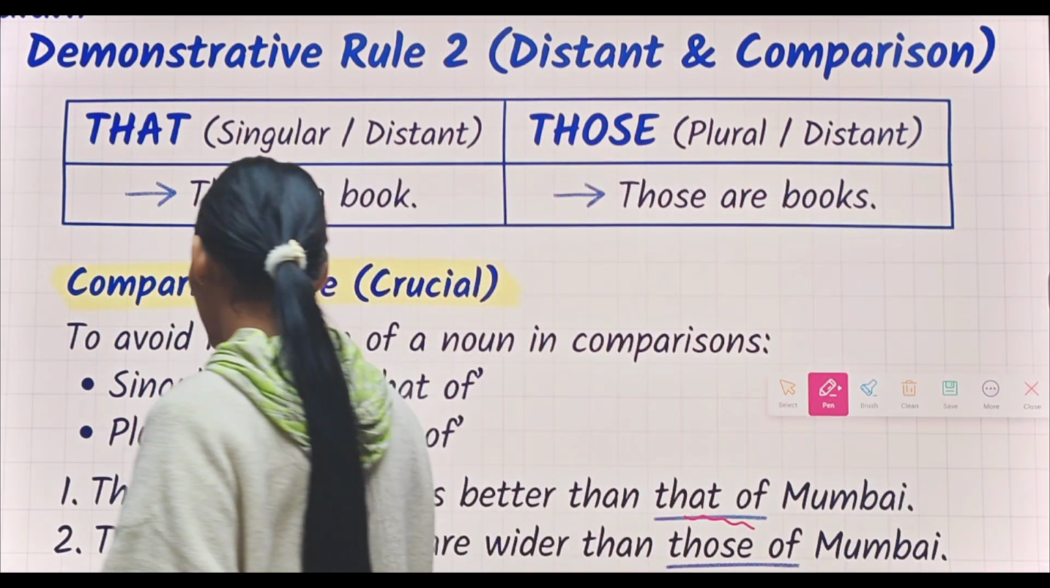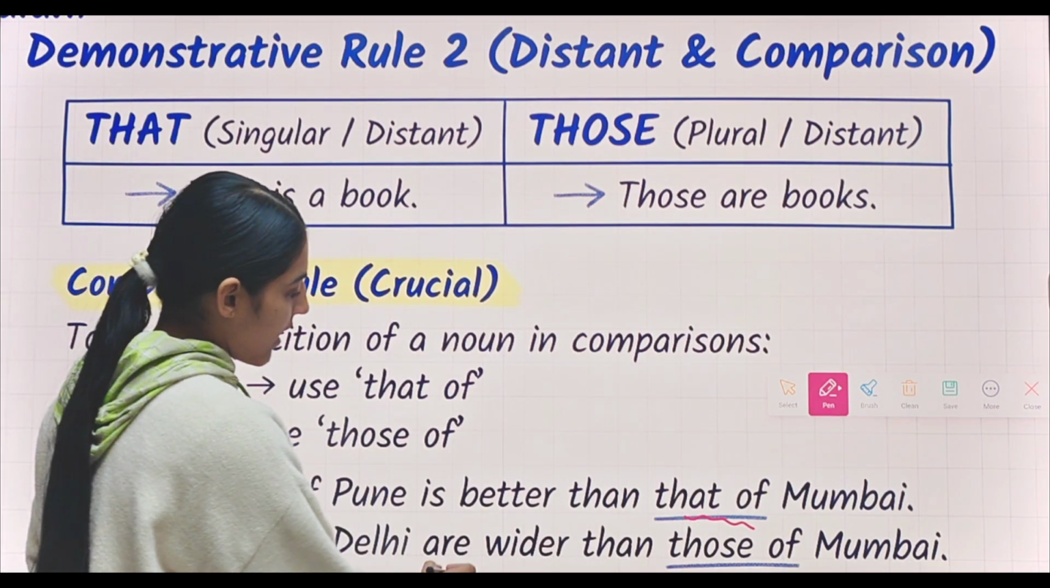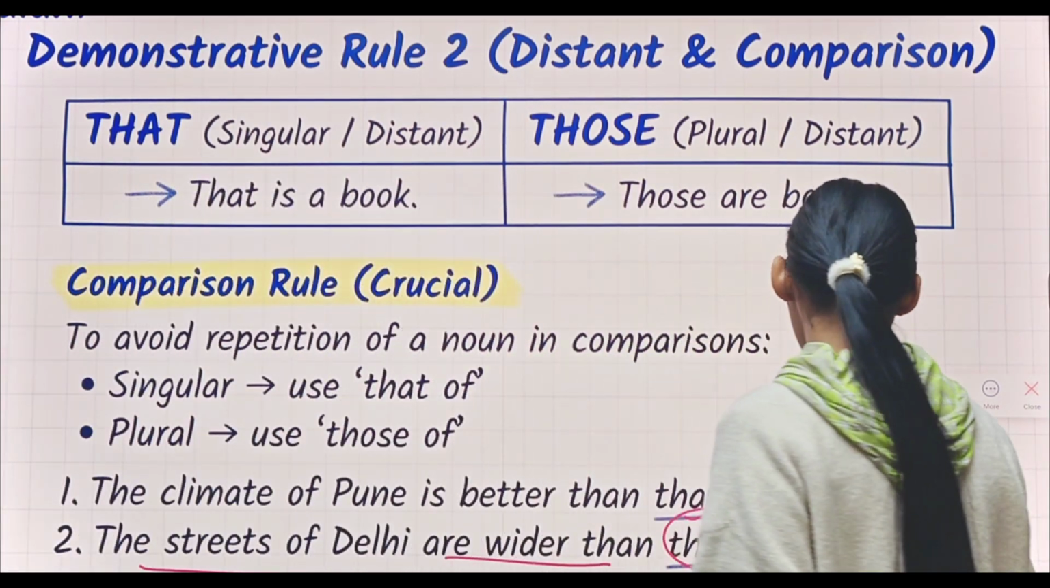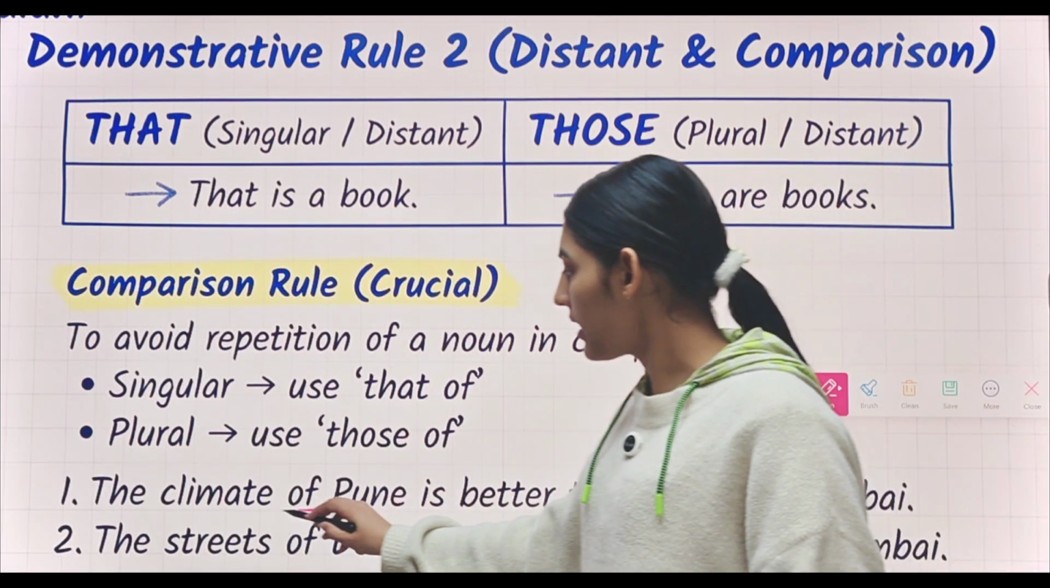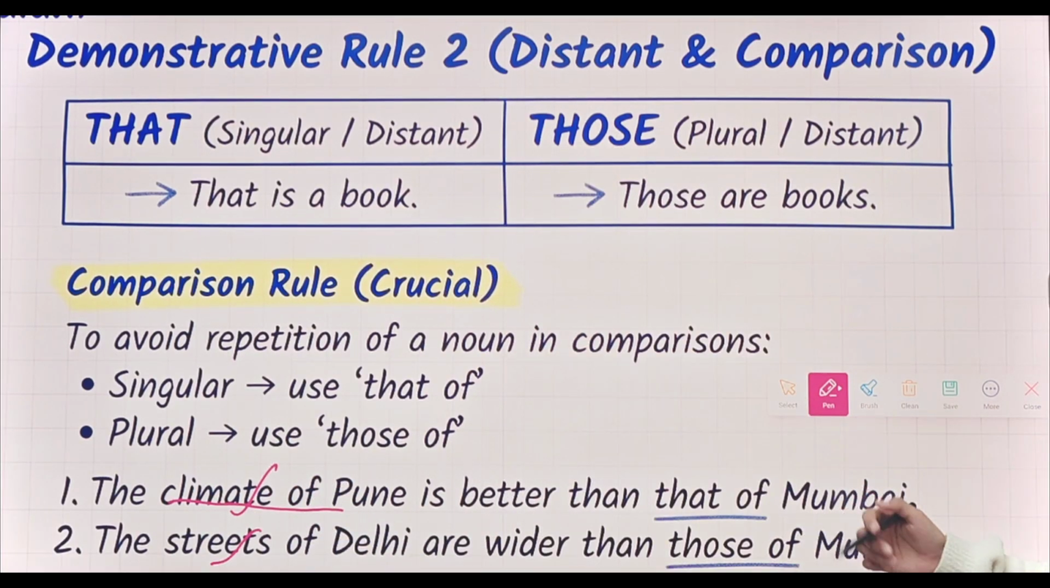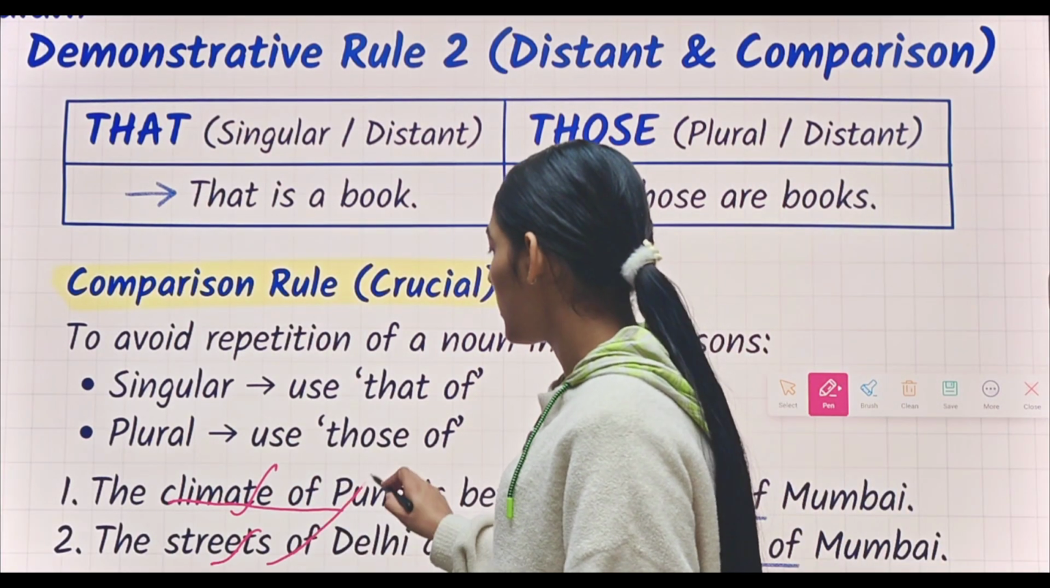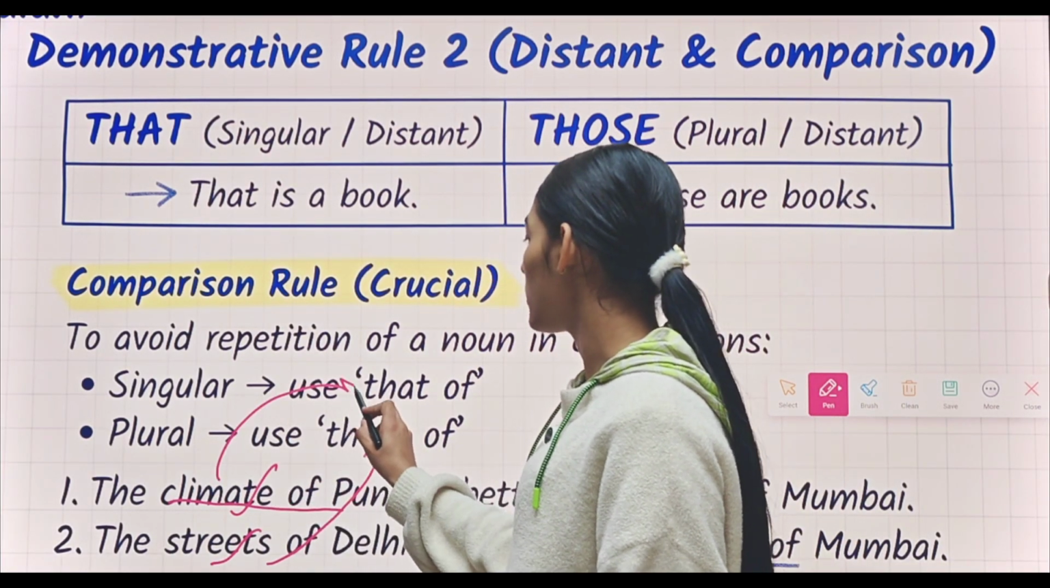Similarly, we have a second example. The streets of Delhi are wider than those of Mumbai. So here we have the climate, which is singular, and streets, which are plural. So with the plural we will use those of, and with the singular we will use that of.